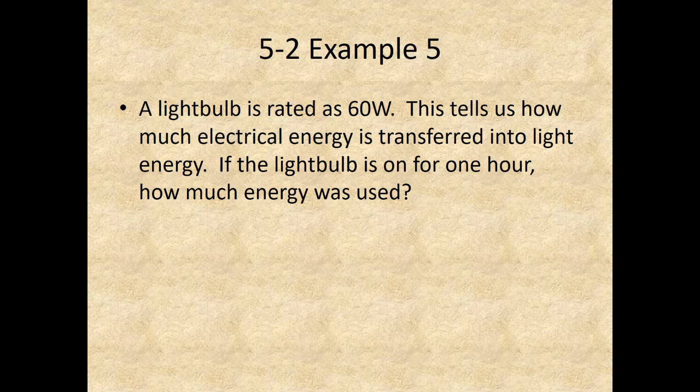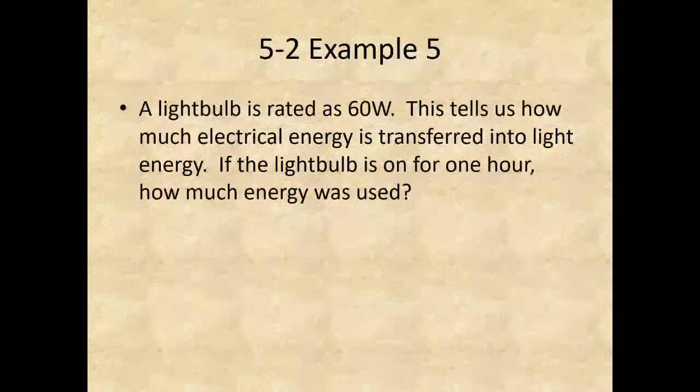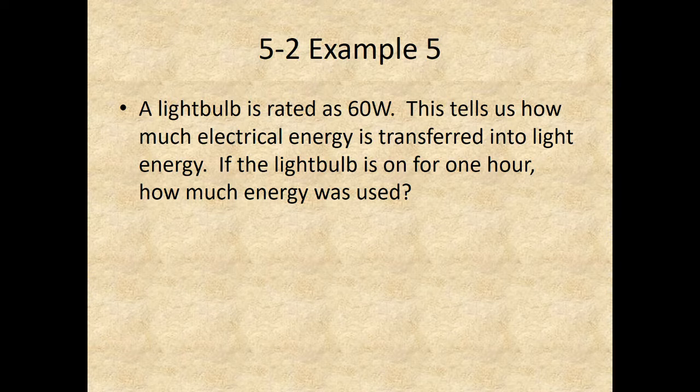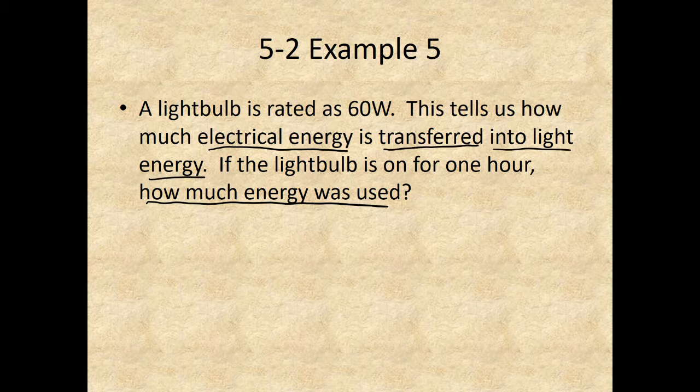In this example, a light bulb is rated as 60 watts. This tells us how much electrical energy is transferred into light energy. If the light bulb is on for 1 hour, how much energy was used? Now, this is where there can be some confusion. It's asking us how much energy was used. But if we notice the problem, it tells us we have electrical energy transferred into light energy. So really what they're asking us to get here is the work that was done.